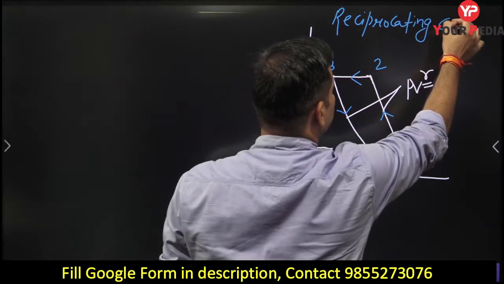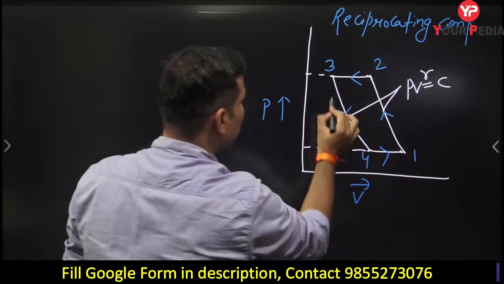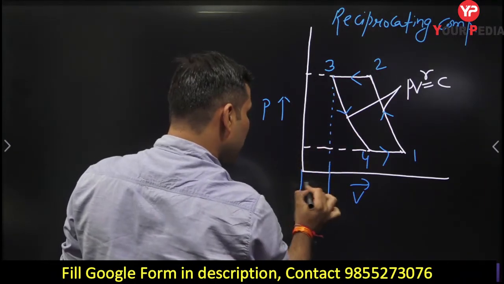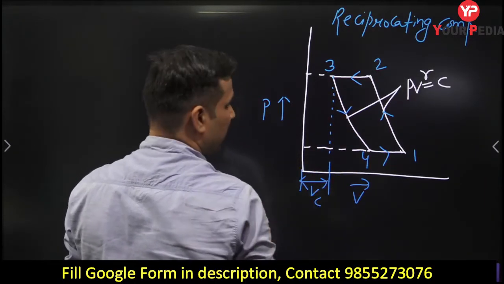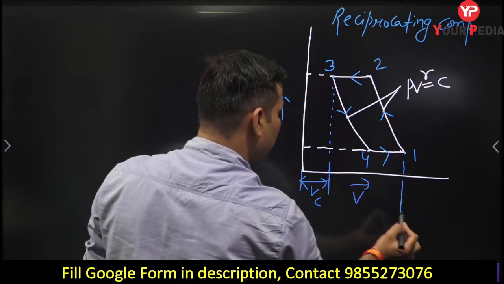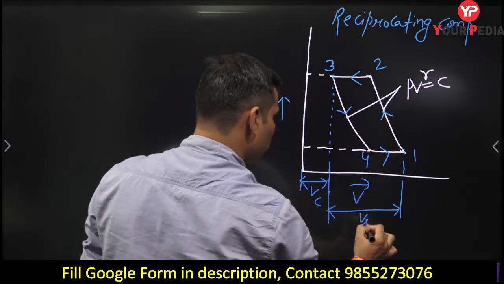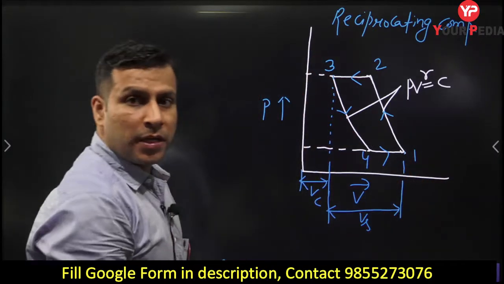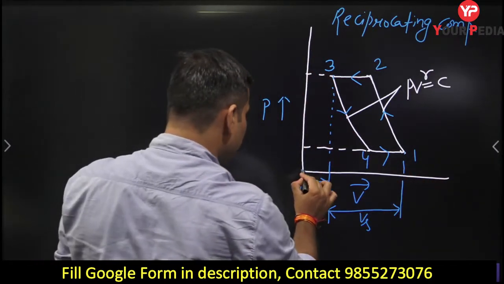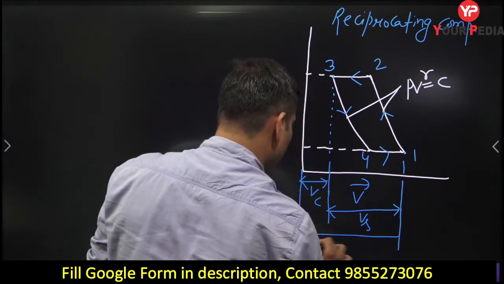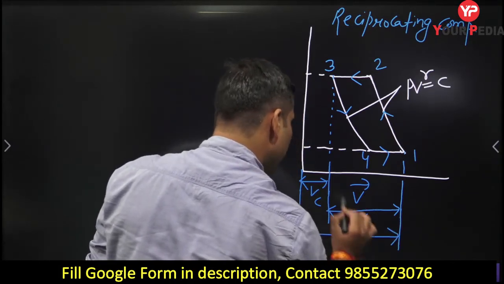So this particular volume is the clearance volume, VC. And this particular volume, guys, is the swept volume, the volume swept by the piston while moving from TDC to BDC, and this entire volume is the total volume, V total.